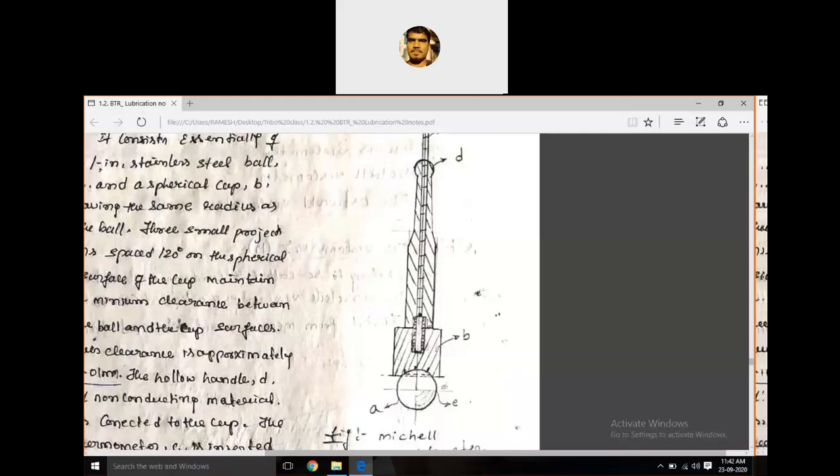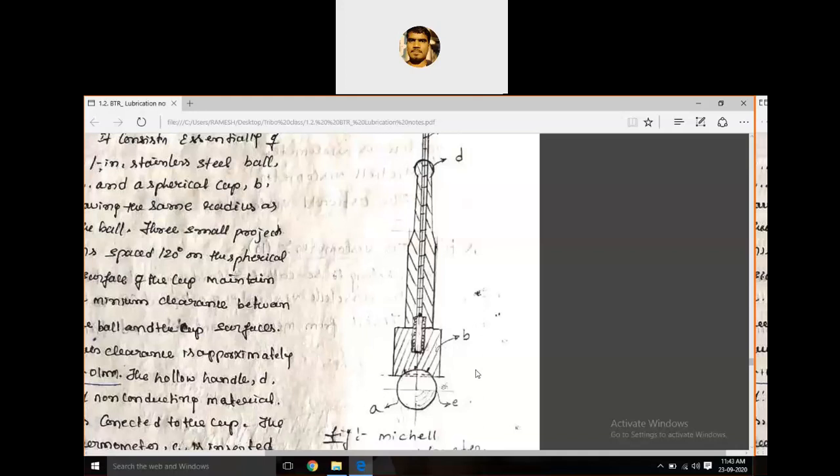How much time the ball stays suspended, that time is directly proportional to the absolute viscosity of the oil. The instrument must be calibrated using some liquid of known viscosity in order to establish the constant of proportionality between the absolute viscosity of the tested liquid and the number of seconds determined by the stopwatch. And this is based on the Hagen-Poiseuille law, which I will explain later.